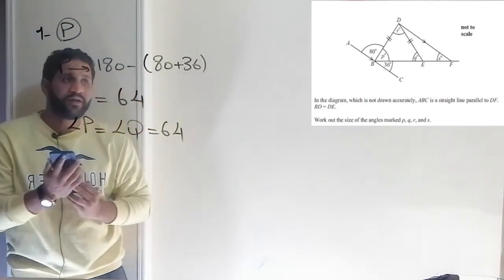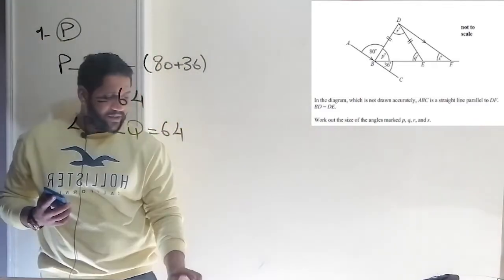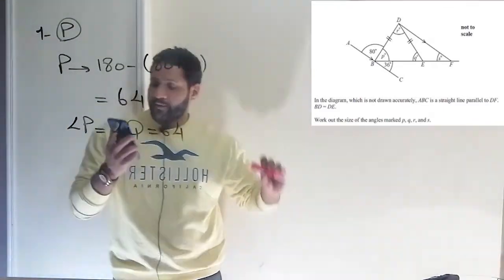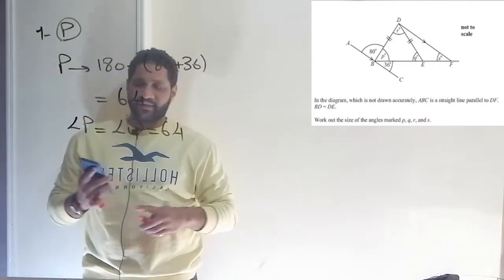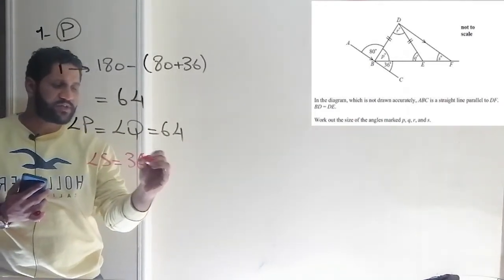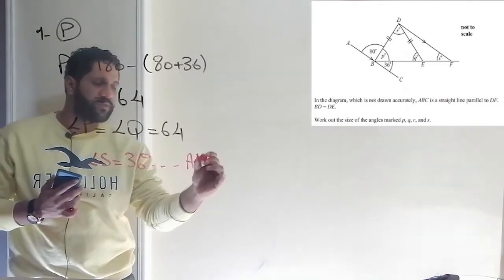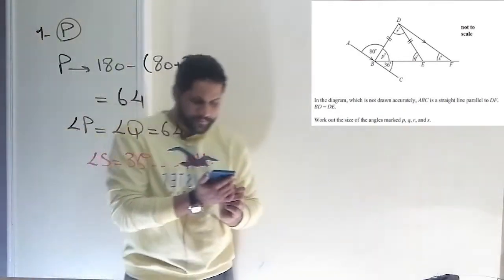If you look at the 2 parallel lines, when you have 2 parallel lines, you must use them. If you look at the 2 parallel lines, I can see that angle S with angle 36 is making a Z. So that means that angle S equals 36, alternate position with the 36 as you can see it.